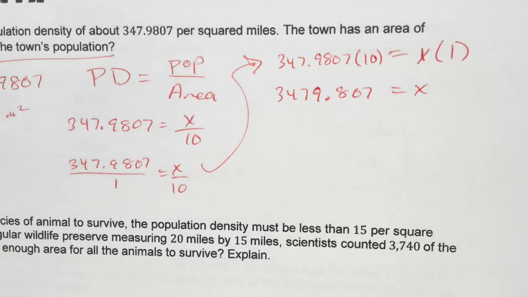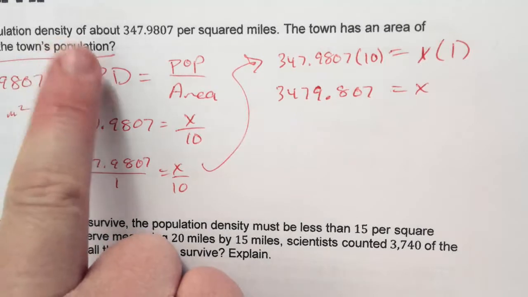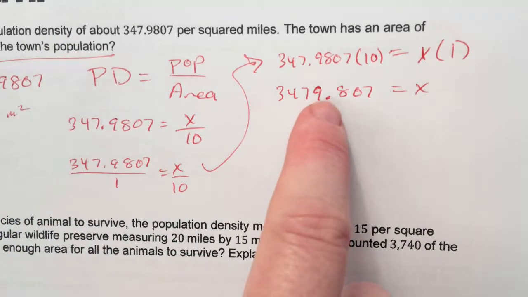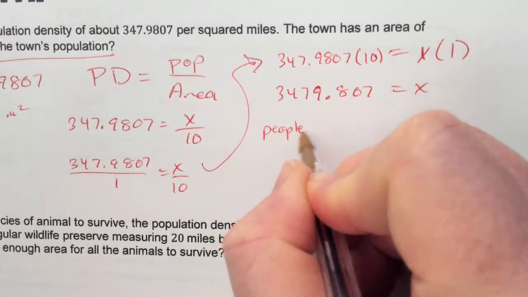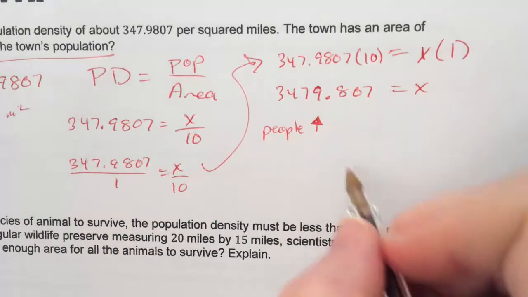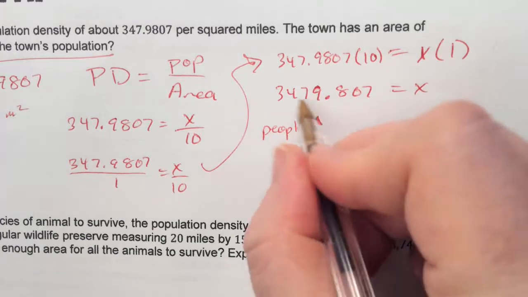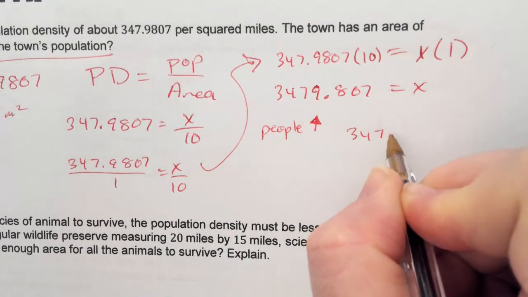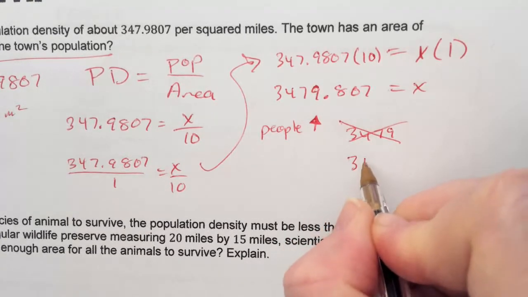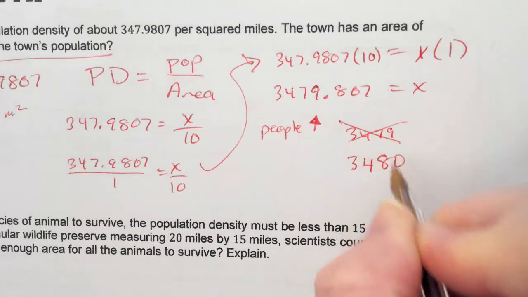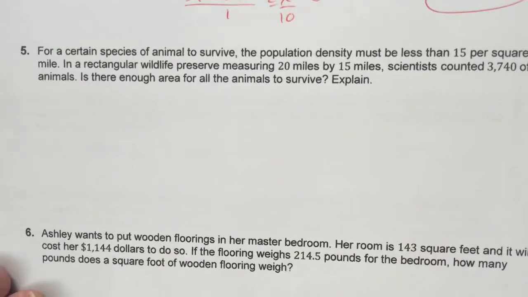All right, so population. Now, because it's people, unless they say round to the nearest whatever, because this is people, you can't have 0.8 people. You would always round up. So people, you always round up. Okay, so that's like a teenager. All right, so are we staying at 3479? No, we're rounding up no matter what, 3480. So instead of staying at 79, we go up to 80. And there's your answer.